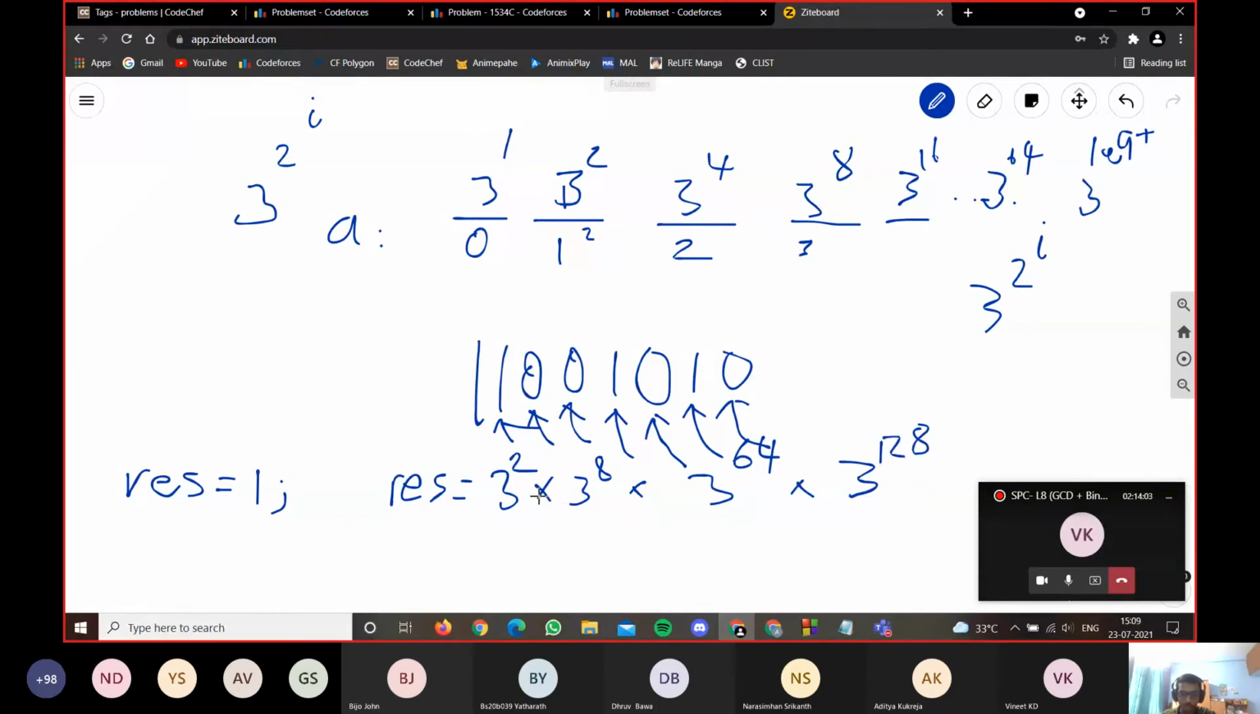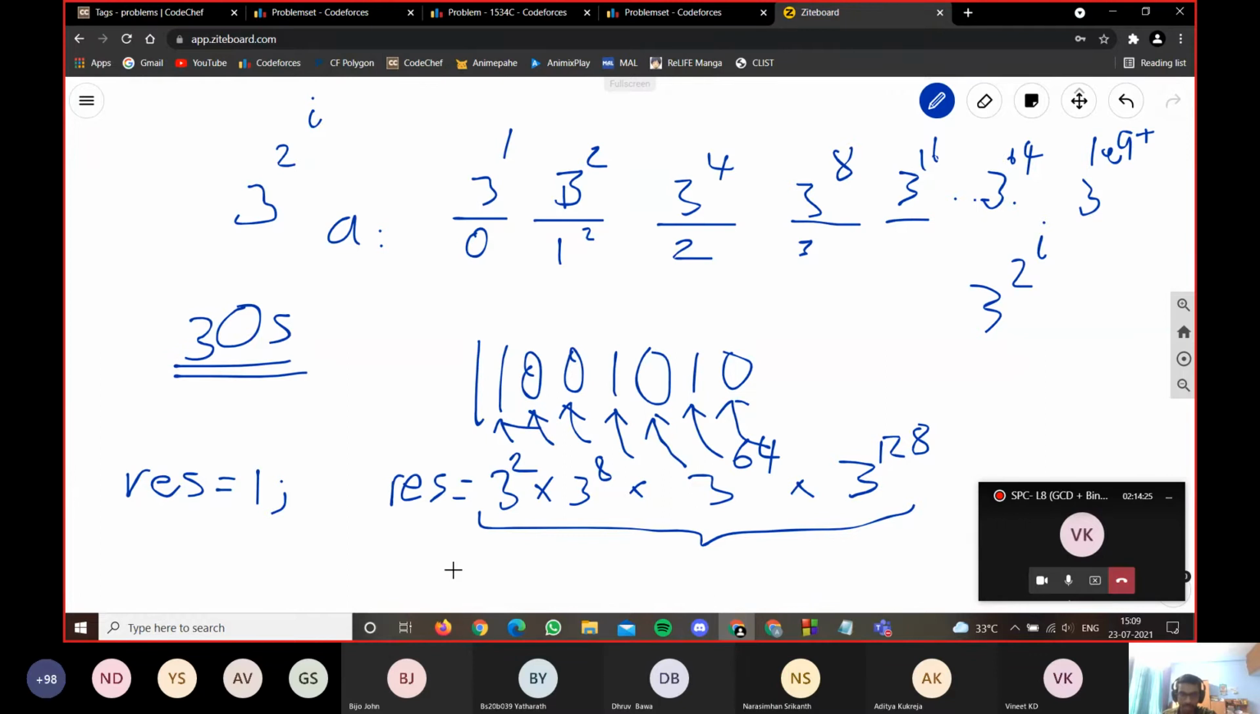So in each step I am doing one multiplication, right? So rest equal to rest into 3 square, rest equal to rest into 3 power 8, rest equal to rest into 3 power 64, rest equal to rest into 3 power 128. So this is what I have done. So in this case I have done 4 products. The maximum number will be when all of them are 1, so you'll keep multiplying. So that is going to take you 30 seconds.